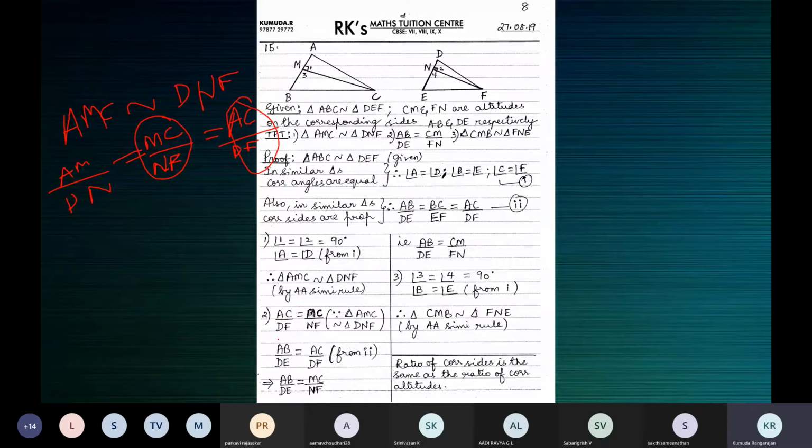AC by DF is equal to MC by NF. But AC by DF is equal to AB by DE. So this is common to both. See, AC by DF is common to both. So AB by DE is equal to MC by NF.